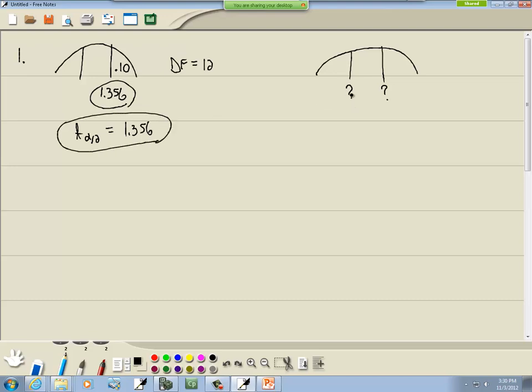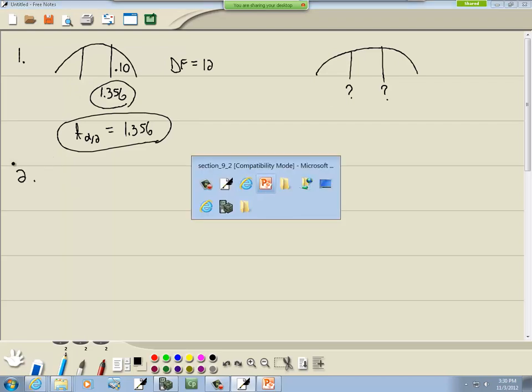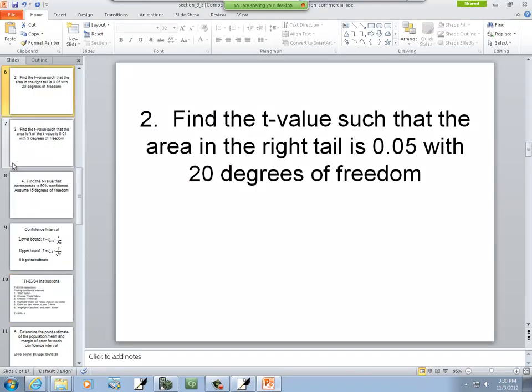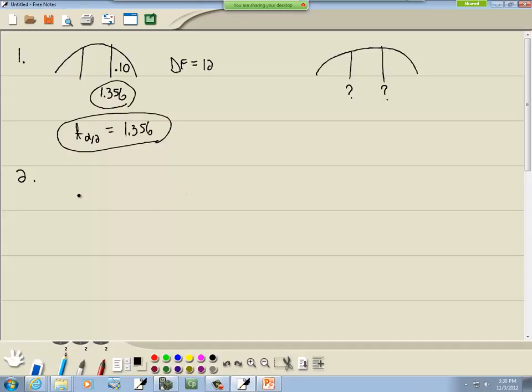Now, if the value we're trying to find is on the left side, right here, it would still be 1.356, but it'd be negative. So that's the difference between the two. I think we actually got an example of that. Okay, find the t-value such that the area in the right tail is 0.05 with 20 degrees of freedom. Okay, so they're telling us this is 0.05, and df is 20 degrees of freedom. So this is the value we're trying to find right here.